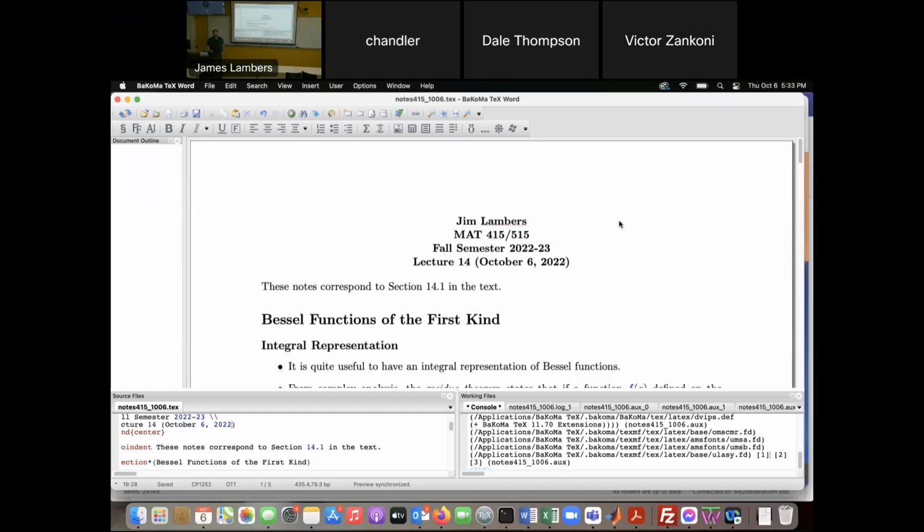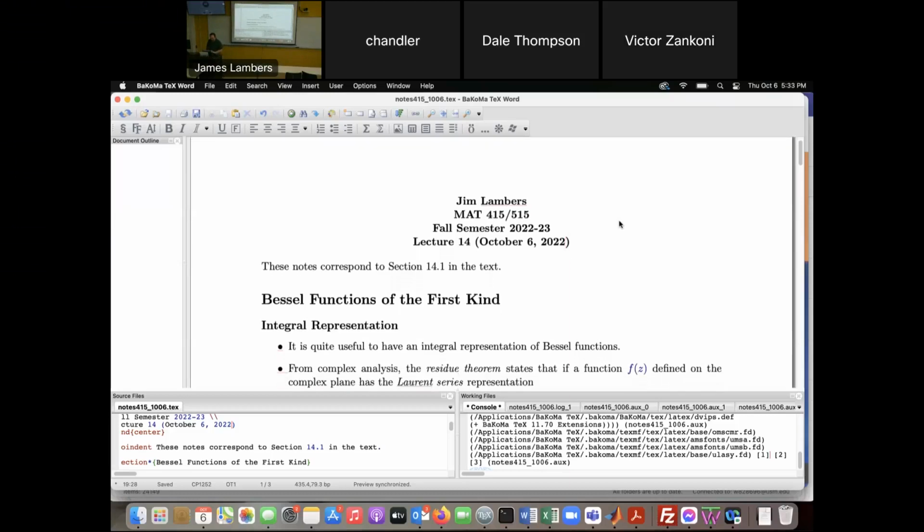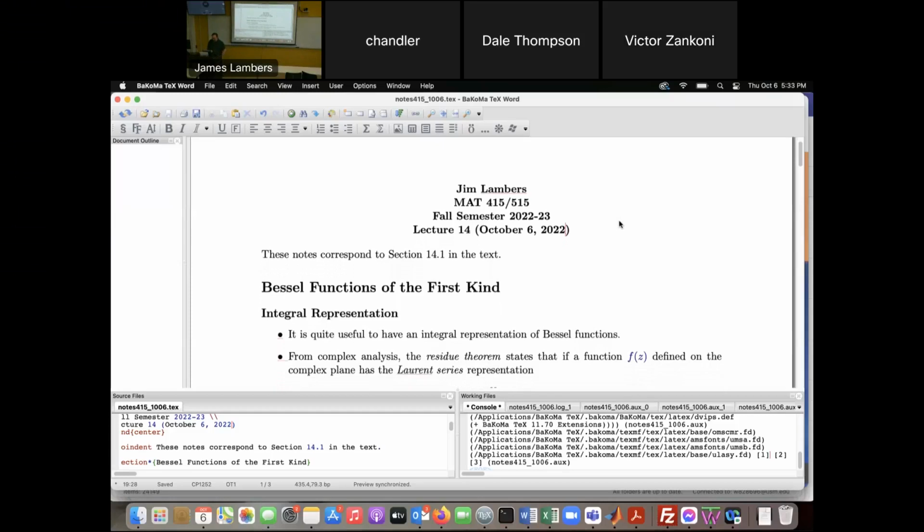So continuing with Bessel functions of the first kind. The textbook says, without elaboration, that it's very helpful to have an integral representation of Bessel functions.